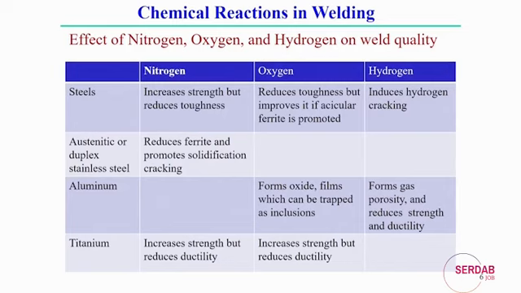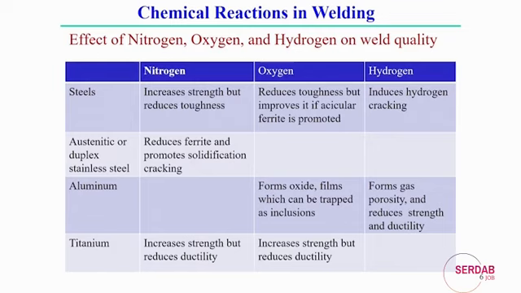Now, austenitic or duplex stainless steel. For austenitic and duplex stainless steels, the most influencing parameter is nitrogen rather than oxygen and hydrogen. In the presence of nitrogen, during welding of austenitic and duplex stainless steels, the ferrite content is reduced and it causes solidification cracking, or we can say hot cracking.